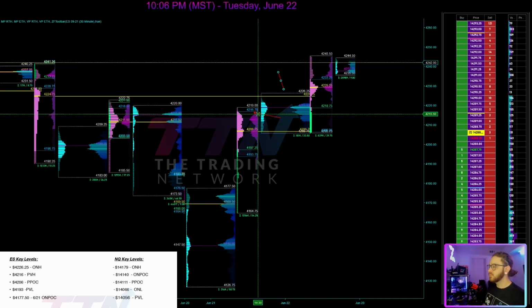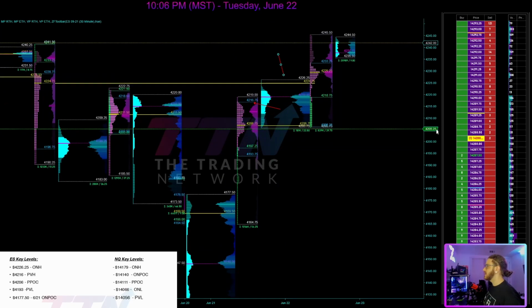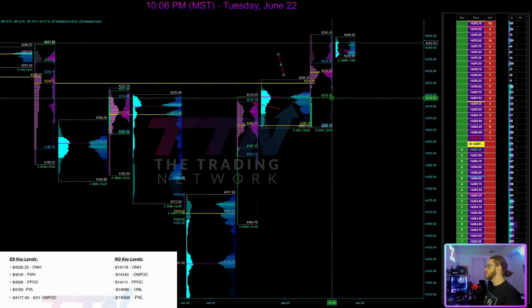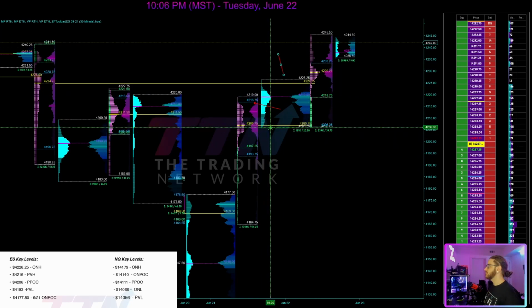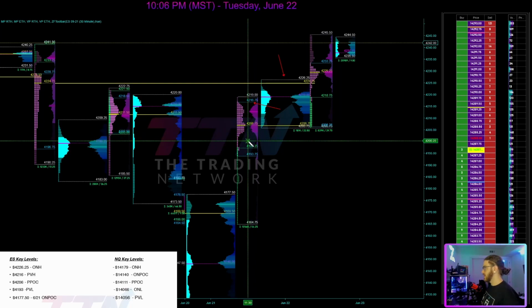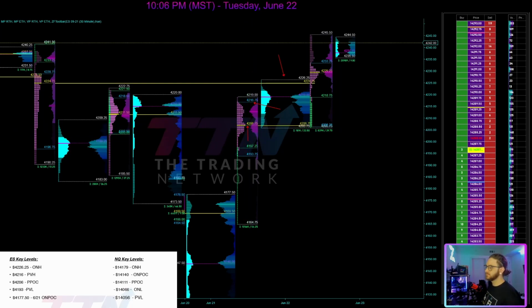The third level that I was looking at was the prior point of control. You can see that this was actually a naked point of control, and it was closed today in the initial balance, which is the first hour of the session, the first hour of New York session to be precise. And that naked POC was right here at 42.0675.